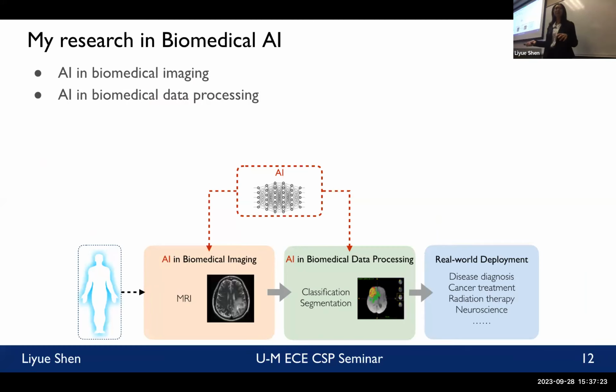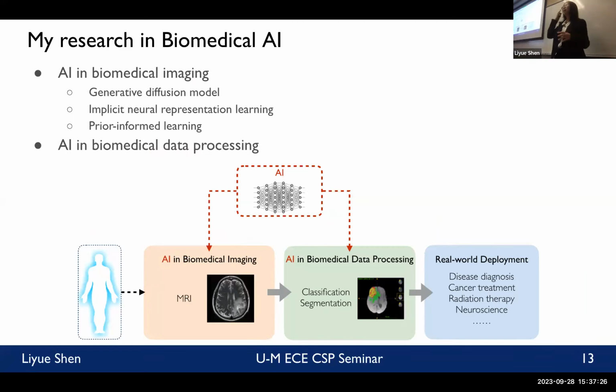The first part is about the AI in the biomedical imaging. Under this topic, I'm very interested in the specific methodologies or technologies about the generative diffusion model, the implicit neural representation learning, and also the prior informed learning in general.